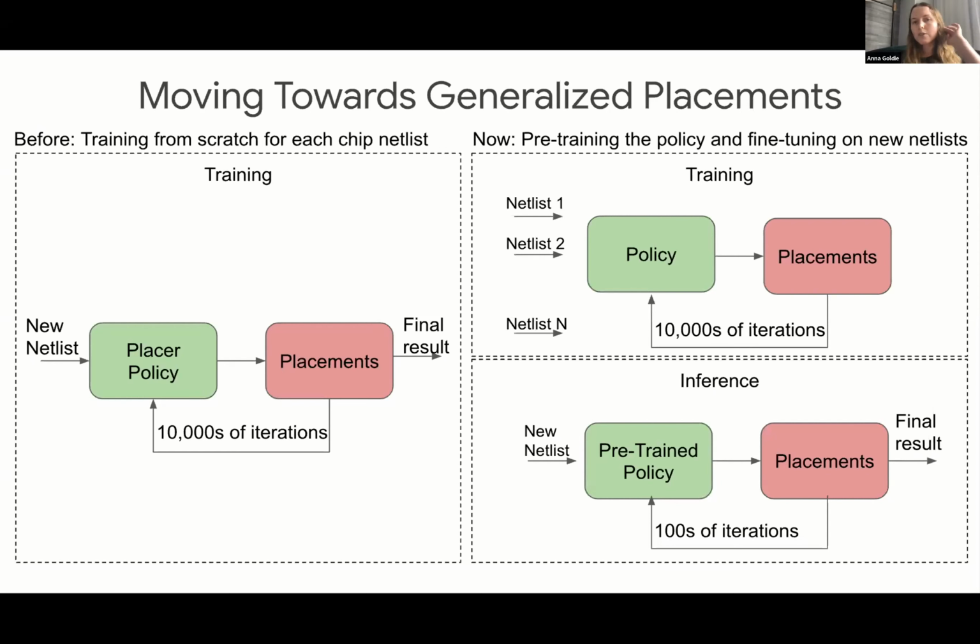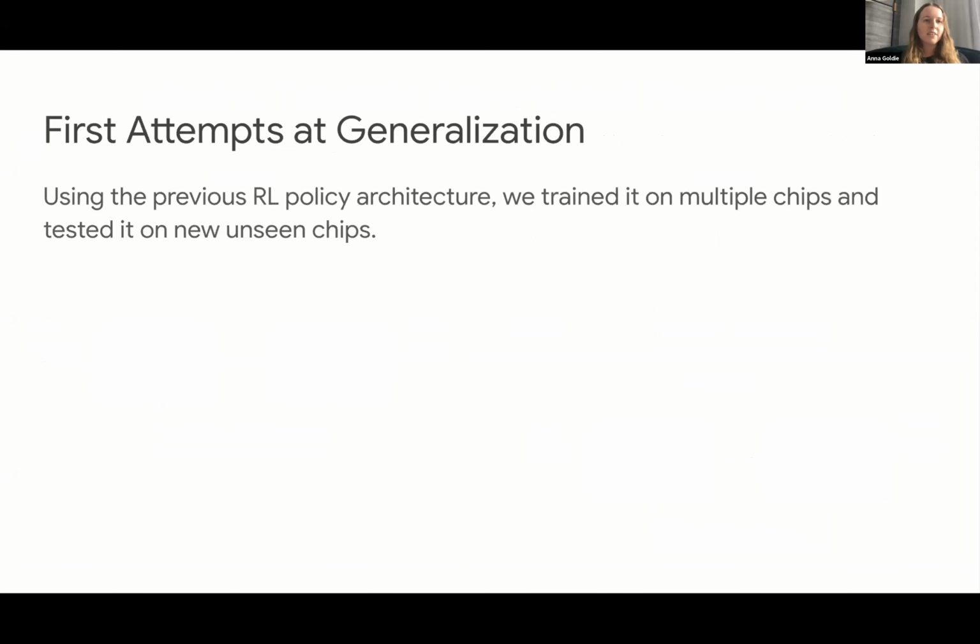So we wanted to move toward this regime where we would pre-train a policy on a variety of different chip netlist graphs and then fine-tune it or even just generate zero-shot policies in seconds for a new, previously unseen chip. But the question is, how do we achieve that? So the first attempt that we made to get our policy to generalize was the obvious one.